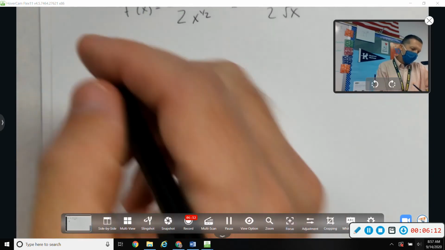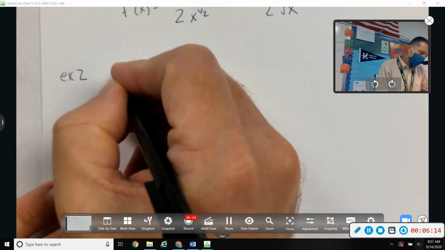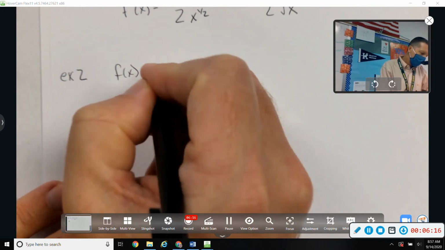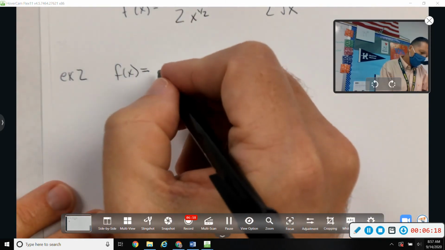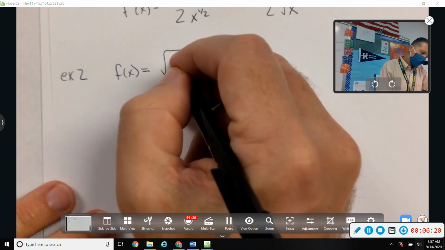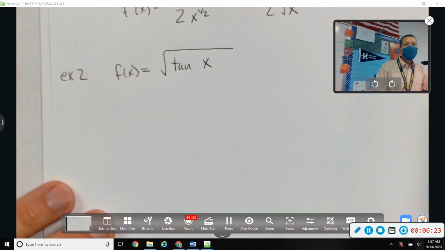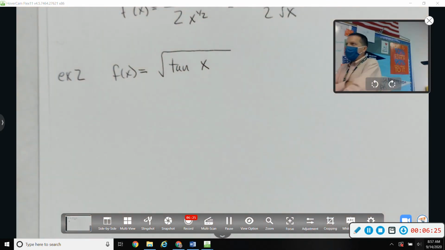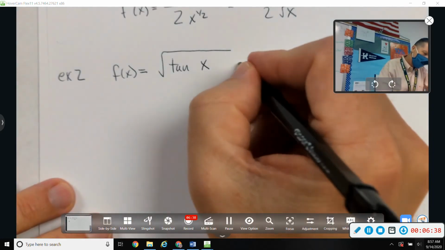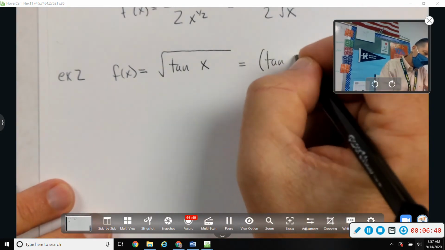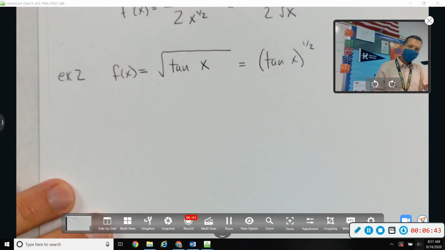I think we can get by with 2 more examples here. F of x equals the square root of the tangent of x. So I like doing these back-to-back examples where it's the same 2 sort of function pieces, square root and tangent, but different ones come first. So let's rewrite this as tangent of x to the 1/2.